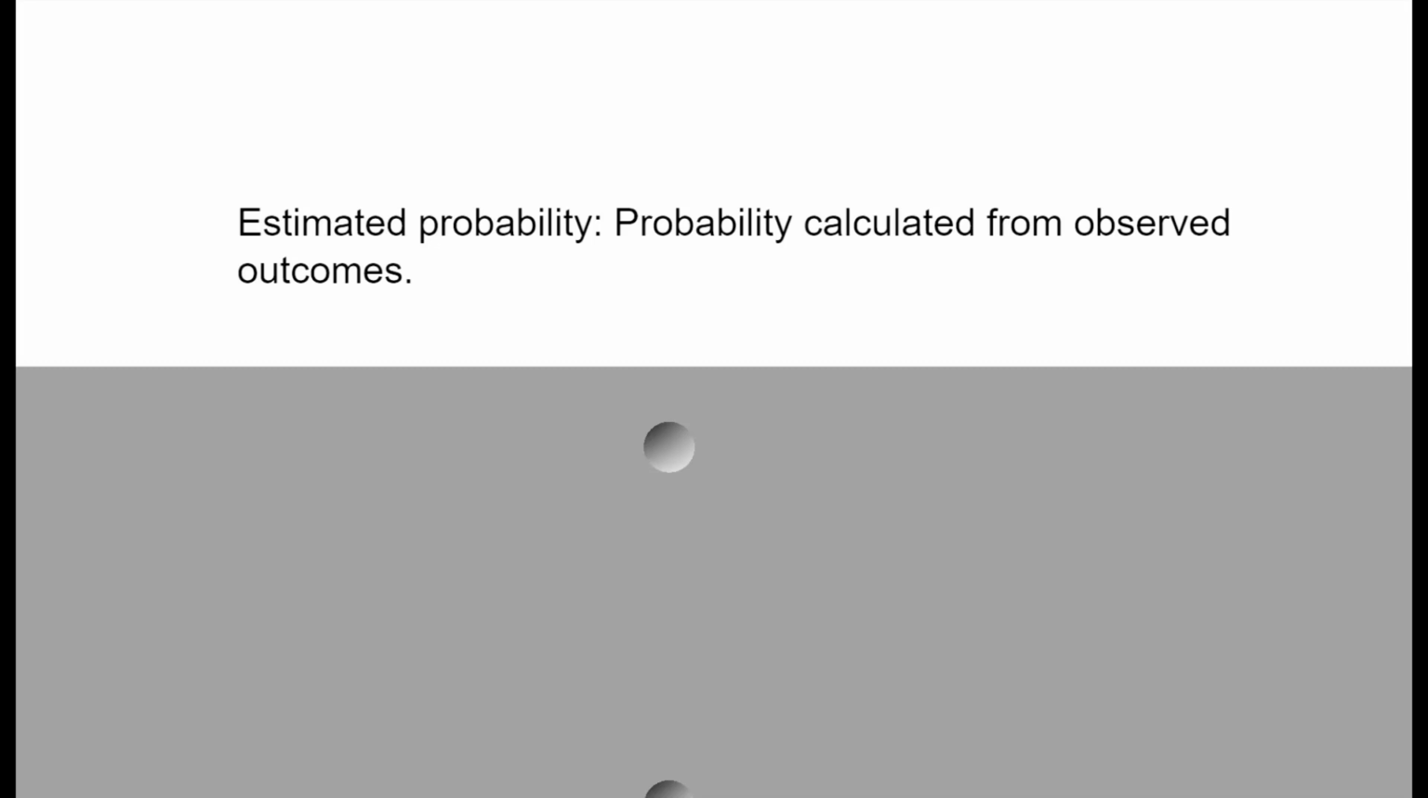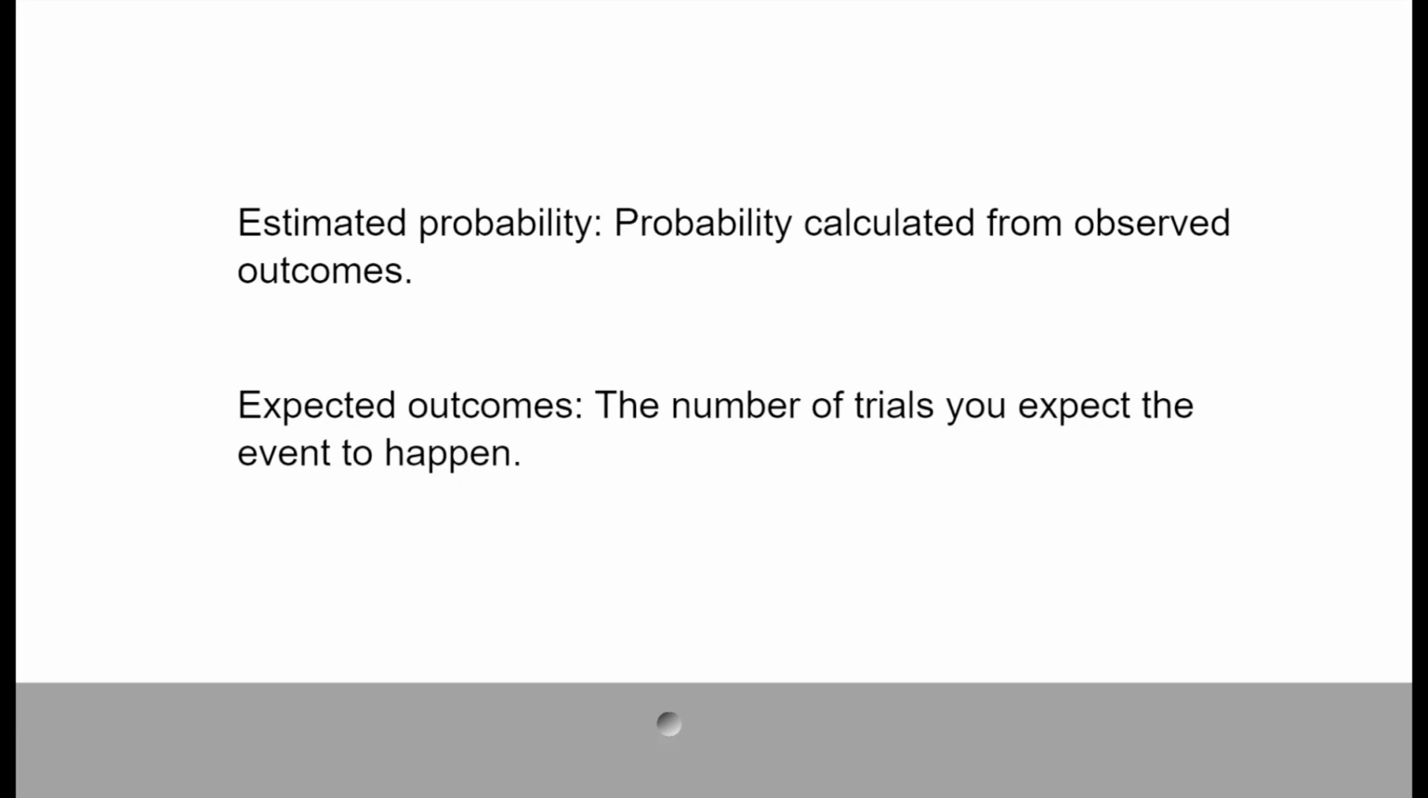In this video, we're going to be talking about estimated probability and expected outcomes. So an estimated probability is just one we calculate from outcomes we observe. So we do an experiment, we see the successes and the failures, and write a probability from those numbers. An expected outcome is where we've got the probability this time, and we want to work out how many times you expect a success to happen.